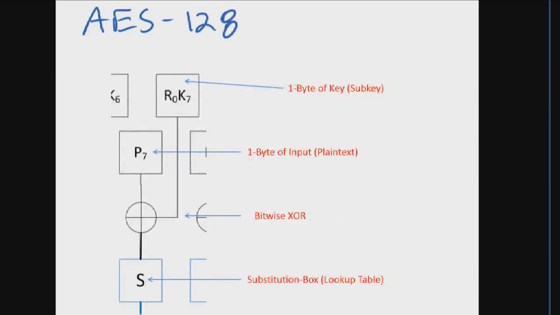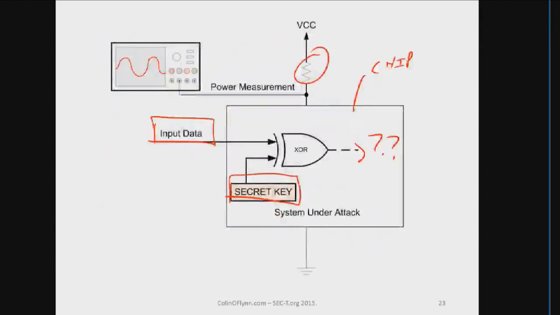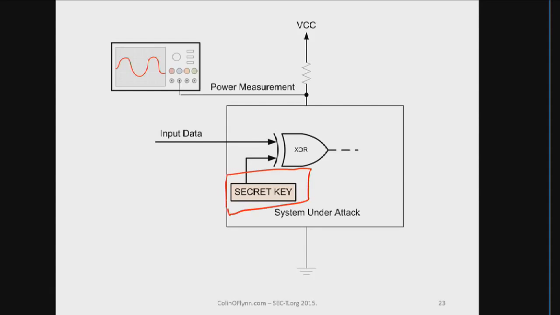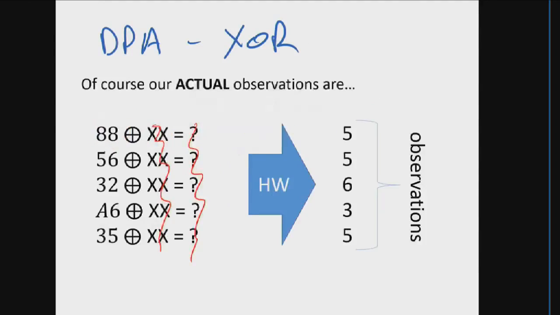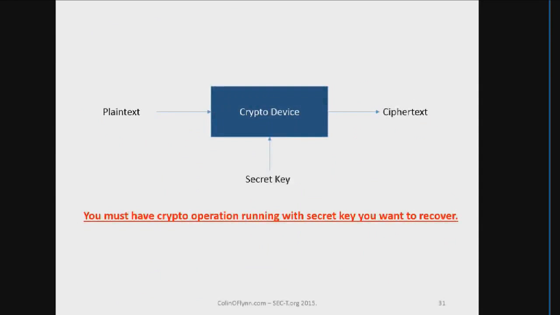The only real thing you have to remember is, when we were doing these measurements, the crypto device is running with the secret key. So this is the real important thing to remember. Side channel analysis needs the crypto device running with the secret key you care about. You may not need to control the ciphertext or the plaintext. You don't necessarily need to control them.